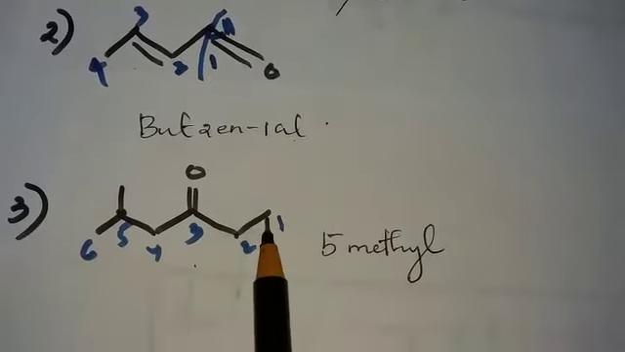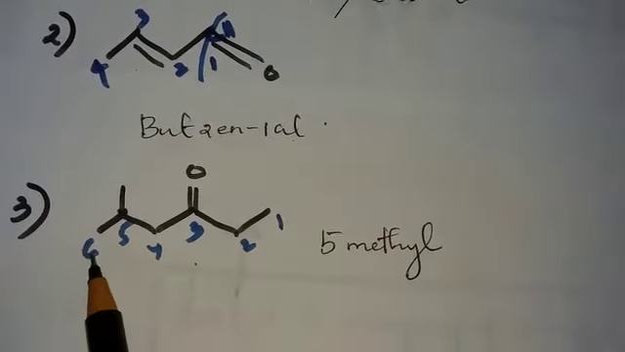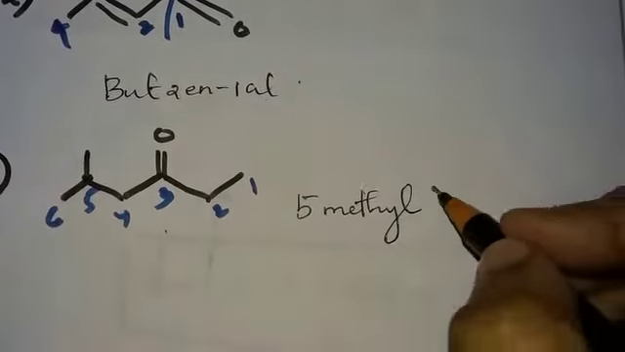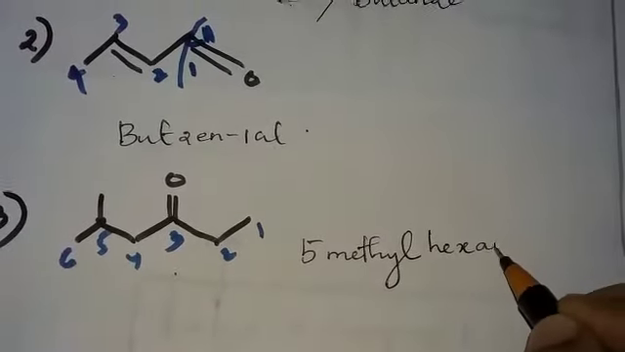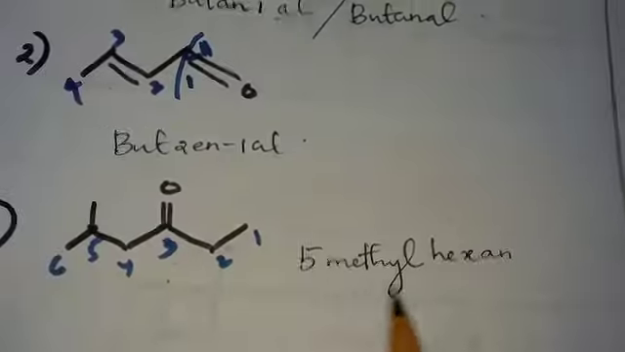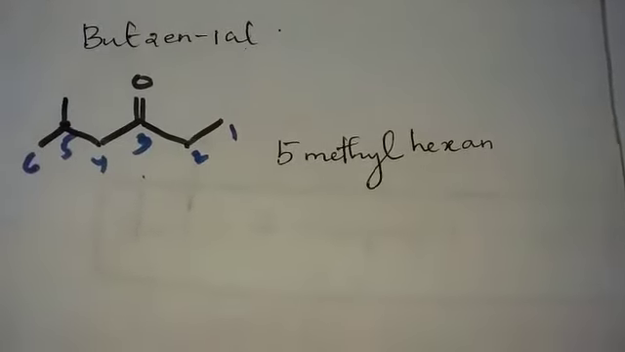The word root is 1, 2, 3, 4, 5, 6. Six carbons have the word root hex. 5-methyl hexane. No double bond, so hexane. It's a saturated compound.